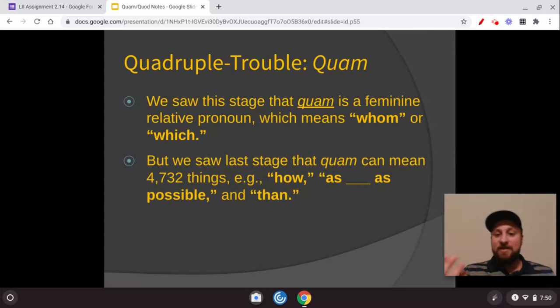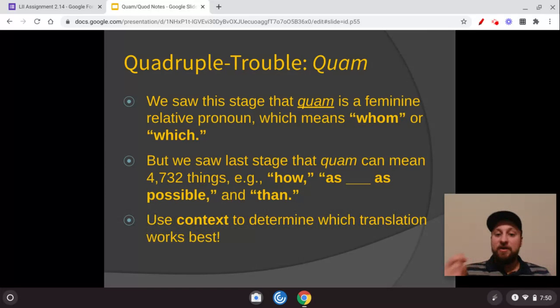But last stage, we saw that quam can mean 4,732 different things, including how, as ... as possible, and than, with an exclamation, a superlative, and a comparative. I think we got really good at this, and I think we've gotten this down. But now we just have to incorporate another use. We also have to know that quam can also mean whom or which. And so again, use context to determine which translation works best.